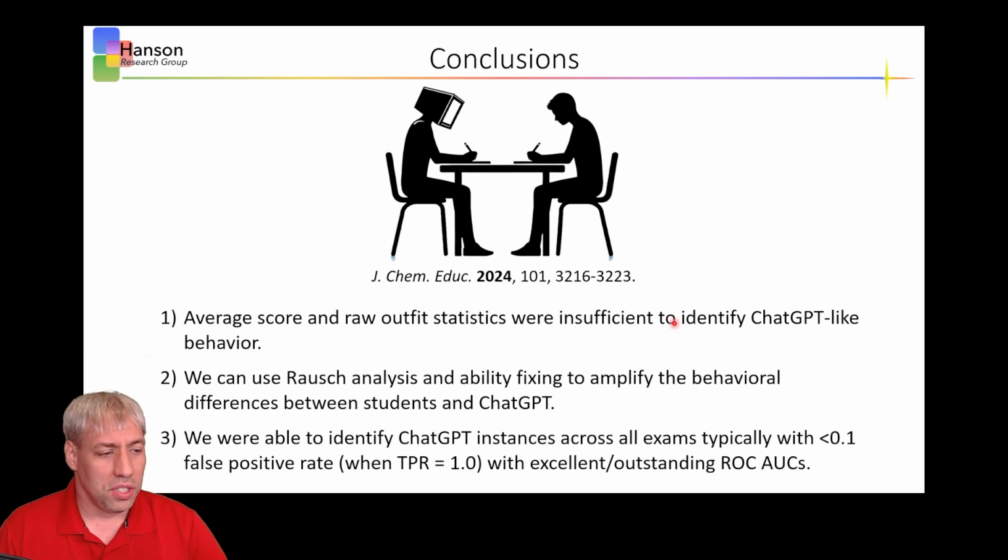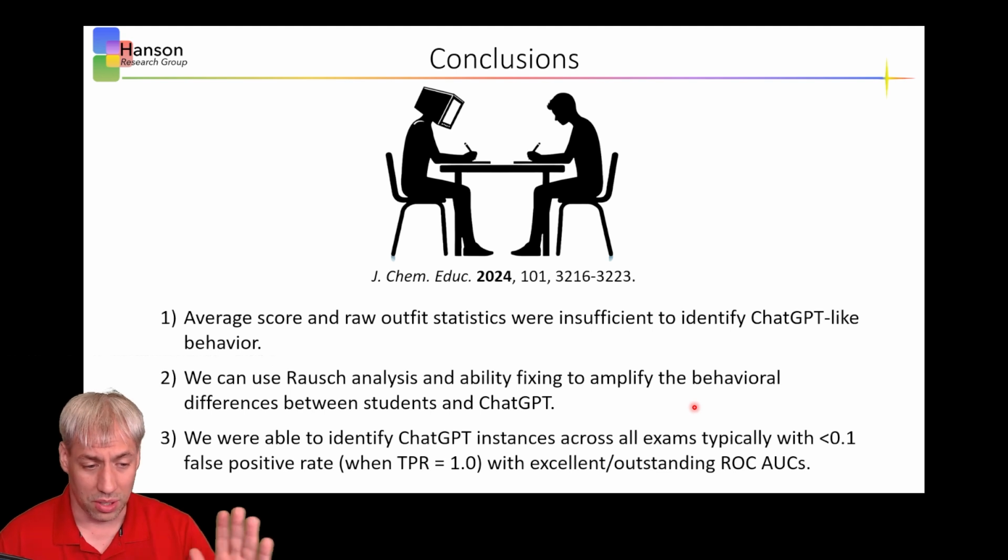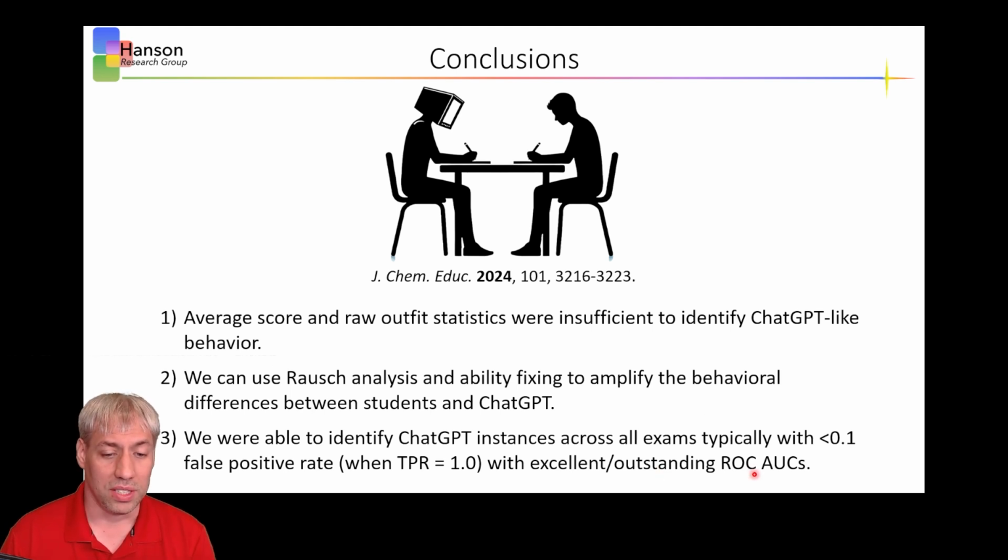And so major conclusions from this paper: average score and raw fit statistics were insufficient to identify ChatGPT-like behavior. If you're looking at the raw score, ChatGPT doesn't look that different than an average student, but we can use this Rasch analysis and fixability to amplify the differences in outfit statistics between the two. And with that, we got relatively low false positive rates, even when the true positive rate was set to 100%, and we got excellent or outstanding ROC area under the curves for all the exams. And so it basically says this is a really good method to detect ChatGPT, at least in a statistical sense.